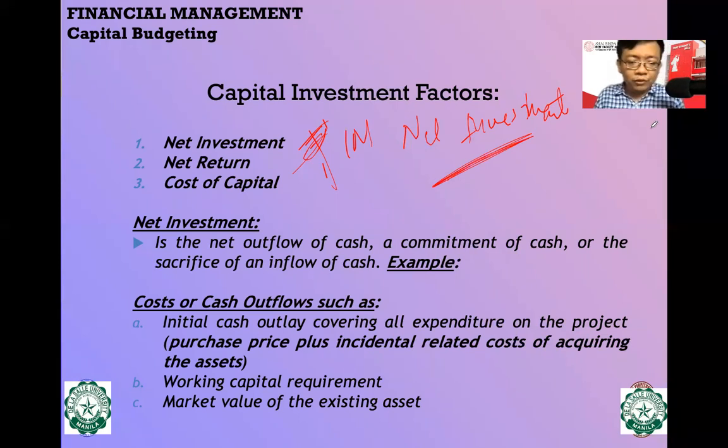So costs or cash outflow such as initial cash outlay covering all expenditures on the project. All right. Or working capital requirement. Okay. And also your market value of the existing assets. So that's basically your cash outflow or the cost of outflow of your investment. Again, ito walang problema kasi ito yung diniscuss natin. Alam natin na if you have 1 million, that is your cash flow. Ang wala sa ating discussion yung letter B and letter C, especially in terms of our tax benefit.